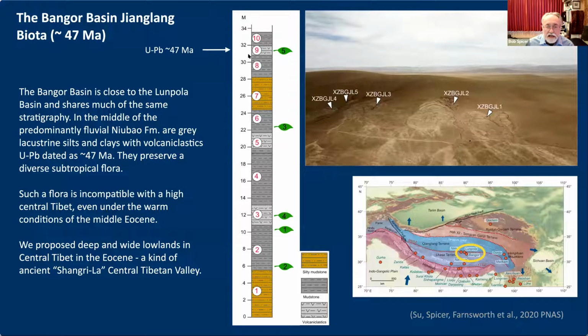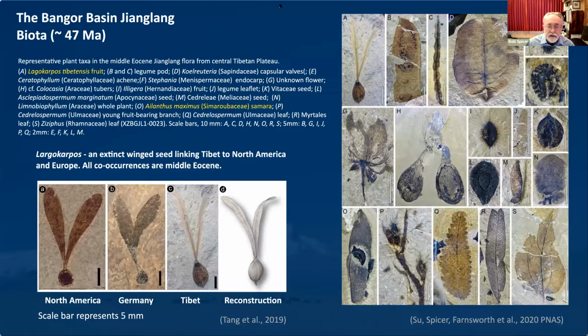And we know the age of these is around Middle Eocene. There's a U-Pb date there of 47 million years. And this is what we find. We find lots of these rabbit ear type seeds, which look like a small dipterocarp. And we find similar things in Germany in the Messel deposits and in North America in the Green River, both Middle Eocene. So we're very confident about the age.